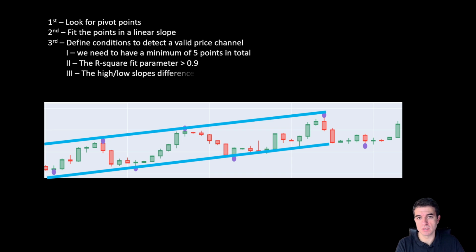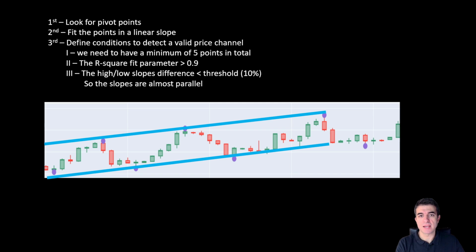The third condition is that the difference between high and low slopes should be less than a threshold, for example, around 10% in this example, which means that the slopes are almost parallel. Remember that a price channel should have those slopes almost parallel. Otherwise, we're going to fall into different patterns such as triangles, ascending triangles, descending triangles, flags, and so on. And this is how we detect a valid price channel numerically.